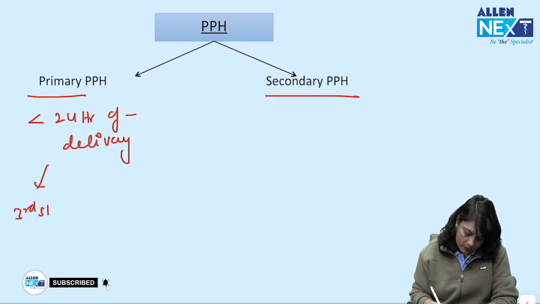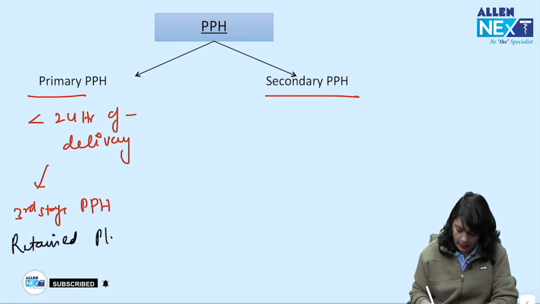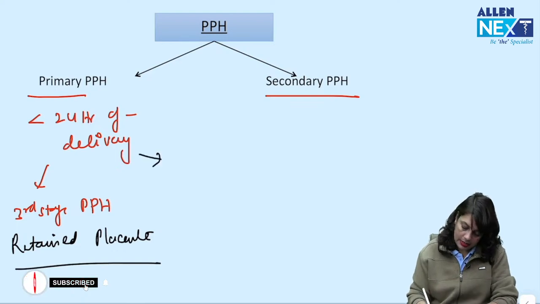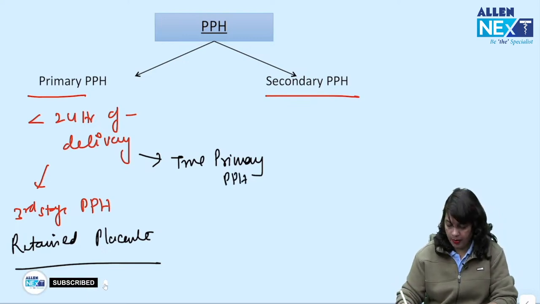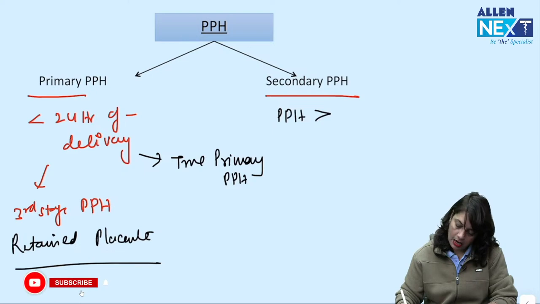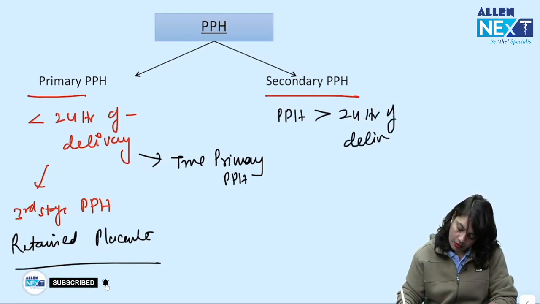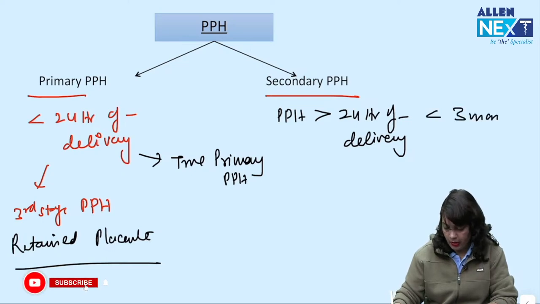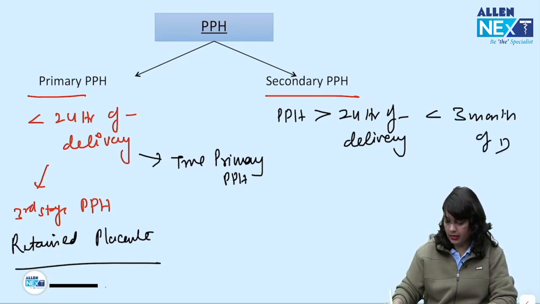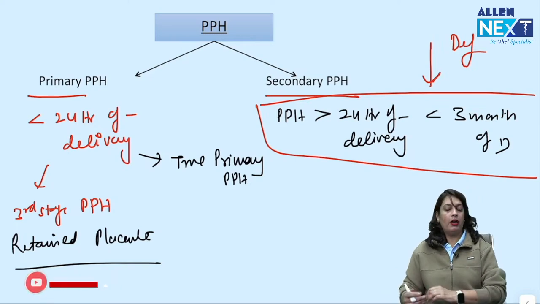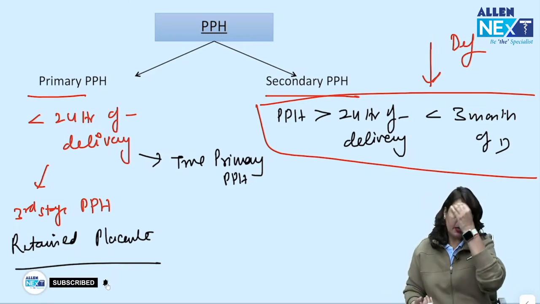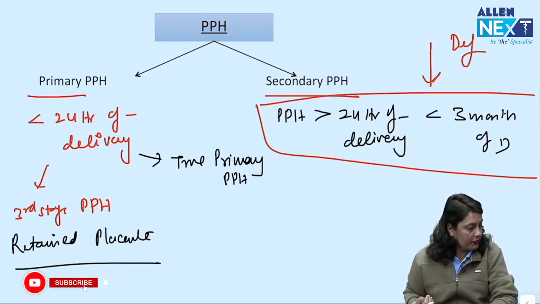It can be third stage PPH due to retained placenta. It can be true primary PPH. Secondary PPH is PPH occurring after 24 hours of delivery, within 3 months of delivery. Mind it, the definition of secondary PPH, remember, is after 24 hours of delivery, but within 3 months of delivery, is the definition of secondary postpartum hemorrhage.